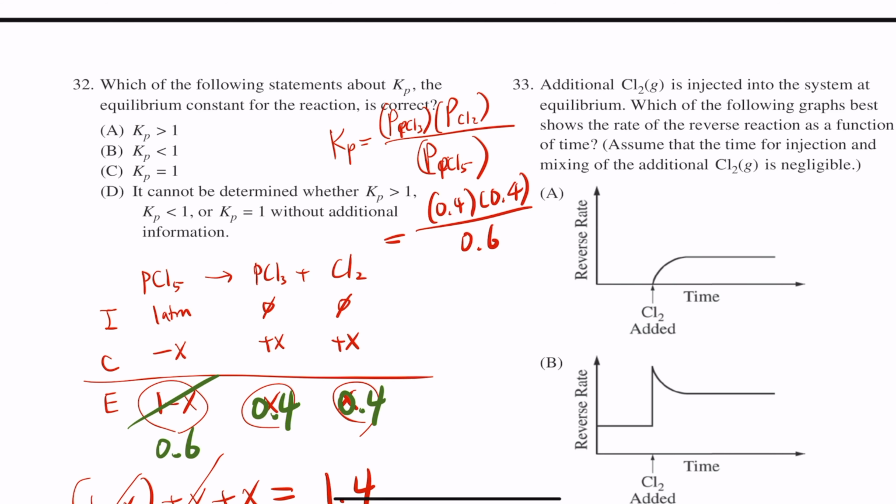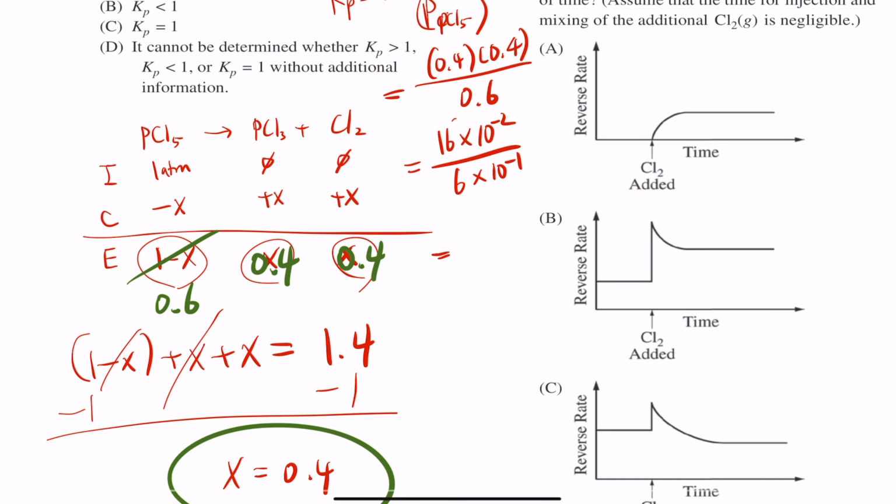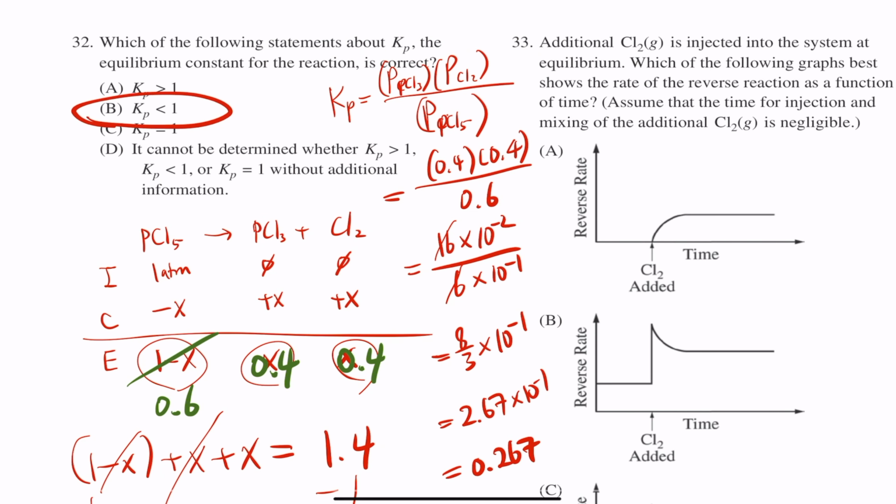all over 0.6. I'm going to write it in scientific notation. That'll be 16 times 10 to the negative 2 over 6 times 10 to the negative 1. If you do the math, you can cancel that, so that'll be 8 over 3 times 10 to the negative 1, which is like 2.67 times 10 to the negative 1, which is 0.267, which is less than 1. So there you have it. Answer choice B.